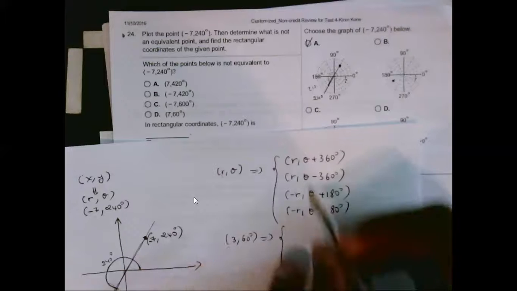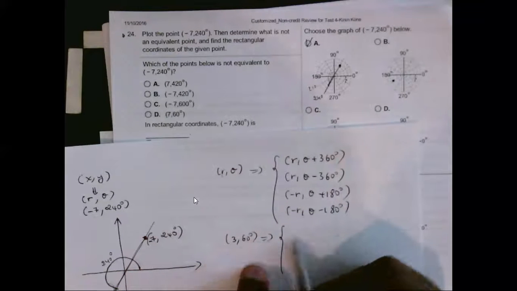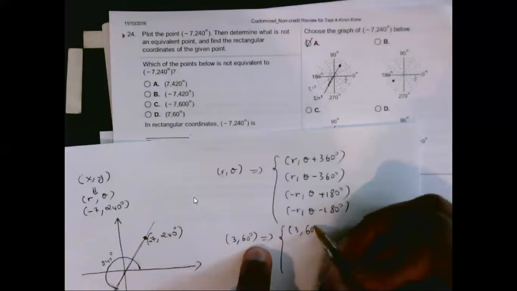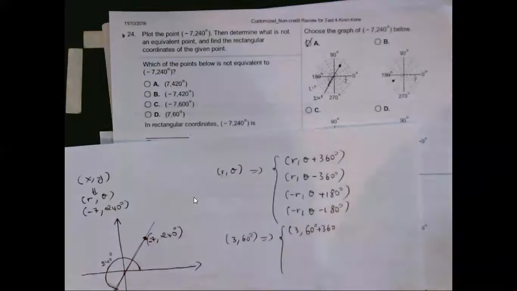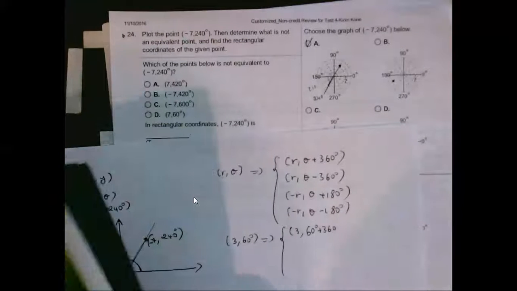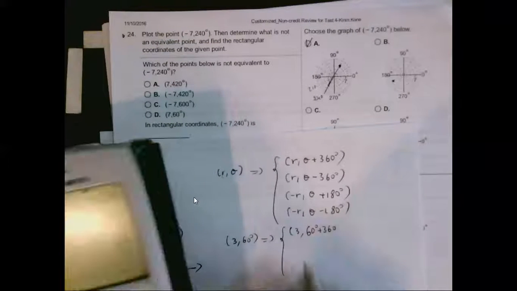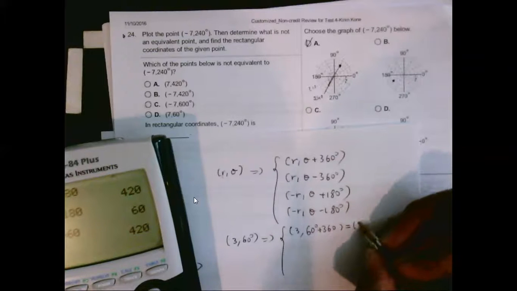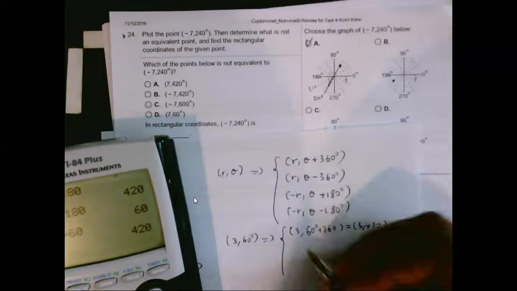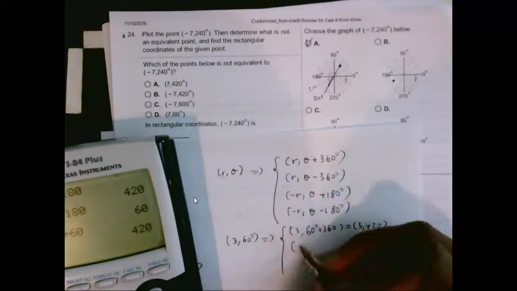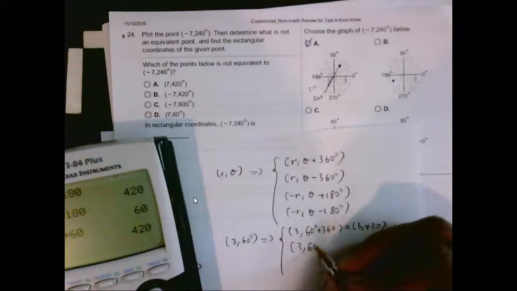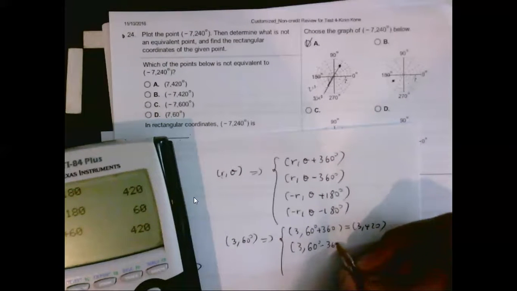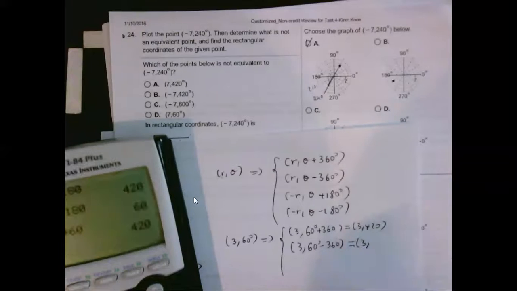So 3, and then theta plus 360. Theta plus 360 will be, for instance, 60 plus 360, which is 420. So it's going to be 420. It's also going to be equivalent to r, which is 3, and theta minus 360. So theta, which is 60 degrees, minus 360, so it's going to be 60 minus 360, and I get negative 300.